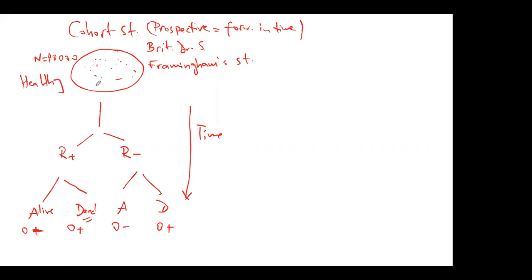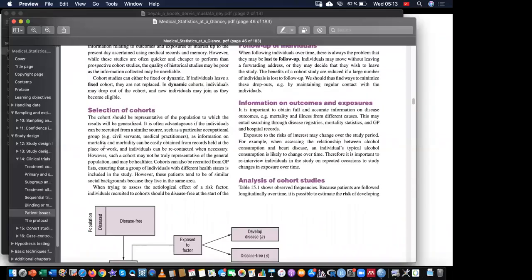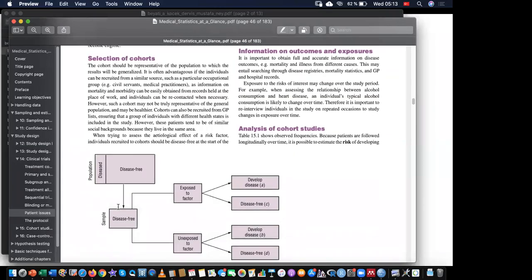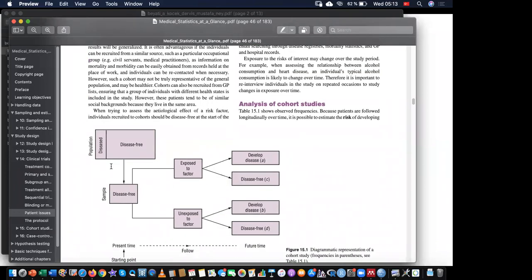Healthy concerning what? Concerning the outcome. Of course, they can have migraine, they can have something else. It is not possible to find 100% healthy people. Everybody has some health issues, but it has to be disease-free. So here you see the cohort design.